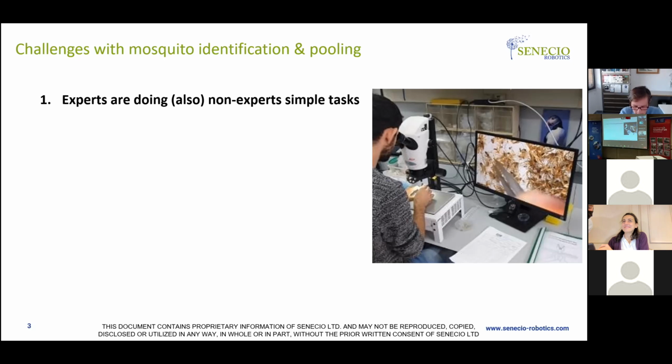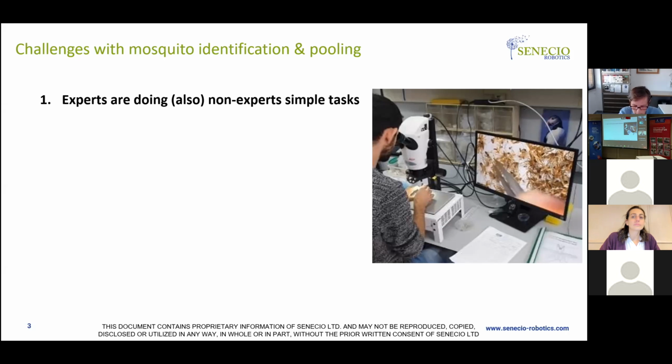We can see many of them in this picture. We have an expert in this image. So specifically, this one has a second degree, and he is doing a few non-expert tasks. He's separating mosquitoes one by one. He has a lot of paperwork to fill in. He's using his tweezers, and also once he did identify mosquitoes, he's putting them manually, one by one, into a vial for pooling. Also, he's identifying most of his time common mosquitoes.